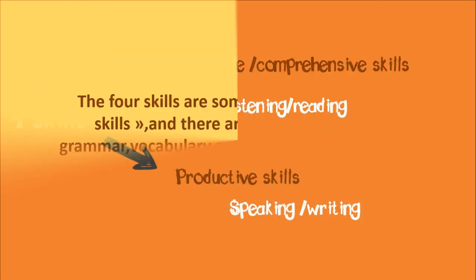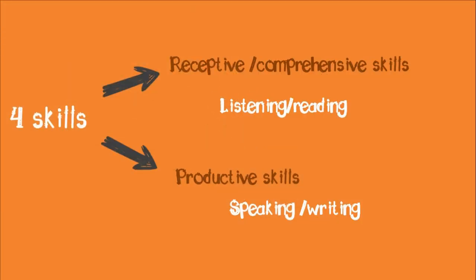Now, the 4 skills here, we have receptive or comprehensive skills. They are divided into 2 categories. Listening and reading are receptive skills. We receive the information. And we've got productive skills, speaking and writing. So here we receive an input, and here we provide an output. Learners provide an output. They speak and they write.